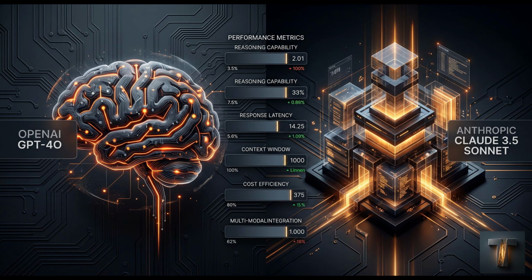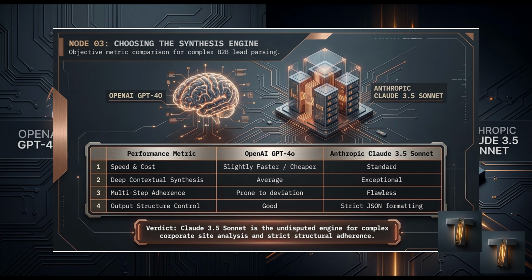Next up, choosing the brain of your agent. You have 2 real choices here: OpenAI's GPT-4o or Anthropic's Claude 3.5 Sonnet. Let's look at the actual numbers, not the marketing hype. OpenAI is slightly faster and cheaper per million tokens. However, for deep contextual synthesis, like reading a messy corporate website and understanding their exact business model, Claude 3.5 Sonnet completely destroys OpenAI. Claude follows complex, multi-step prompt instructions with far fewer errors.